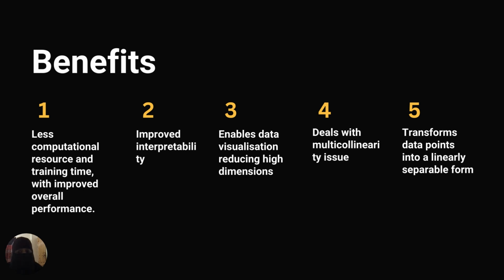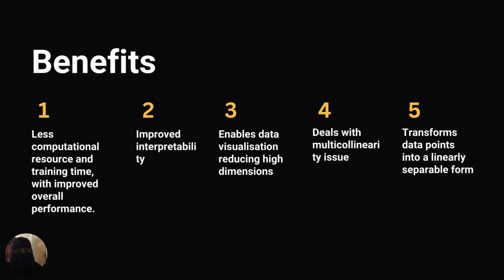Improved interpretability of PCA. It transforms the original features into a new set of orthogonal features known as principal components, and these components can be interpreted as directions of maximum variance in the data. The reduced dimensionality and interpretable components enhance the understanding and interpretability of the data. Thus, it makes it more generalized and human understandable. PCA enables data visualization by reducing high dimensions.